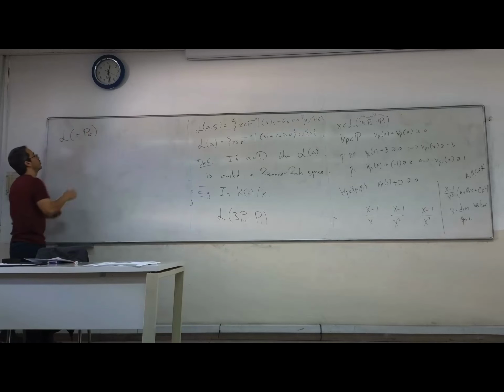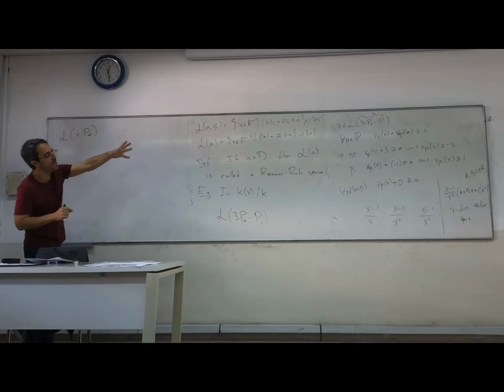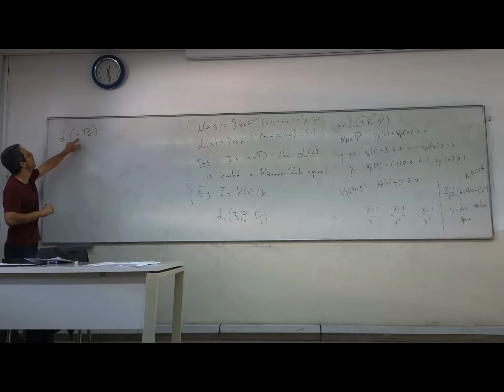Let's look at this Riemann-Roch space. So I'm taking only p infinity, only 1 point, not like 3p0 minus p1 there, only 1 point, one prime divisor, but times r. And I think of r as a positive number, a 5. So what is this? Let's try to figure out what this means.